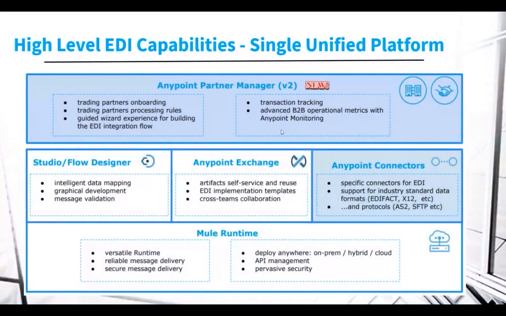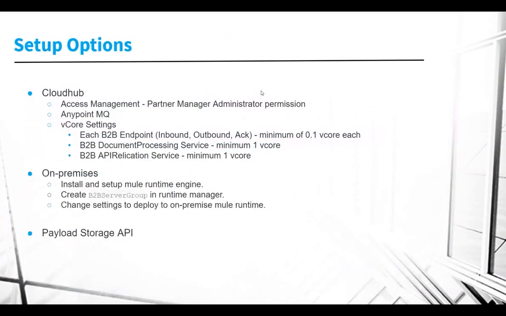So this is a high-level diagram. Anypoint Partner Manager V2 is the latest one. Earlier we had another version, V1. Now 2.5 is the latest version of the partner manager. We have trading partner onboarding, and we can implement different processing rules. Then we have transaction tracking. All these things are implemented in the partner manager. I'll just go to the partner manager setup and other details. I'll quickly show you.